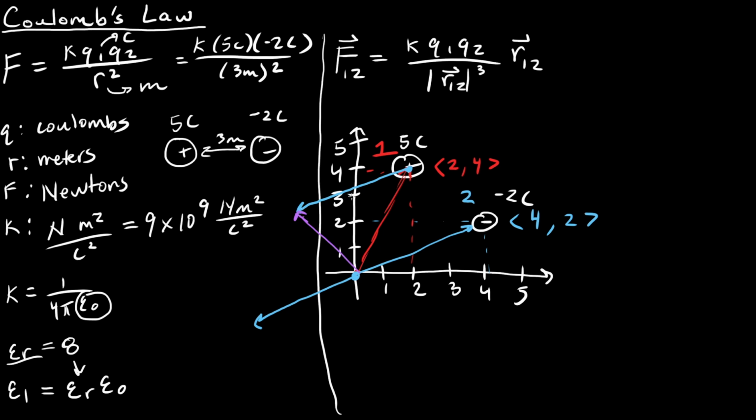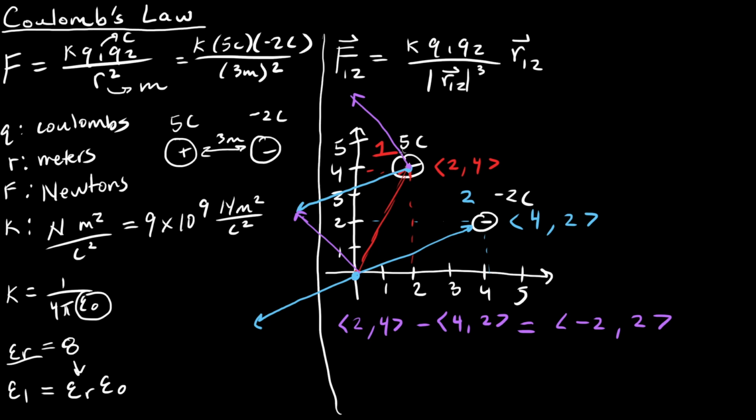So then we just put this vector onto charge 1. We could have also done this by normal vector subtraction. So 2, 4 minus 4, 2, we get -2 and then 2. That's pretty much what we got if we extended the coordinate system. So 2 to the left and then 2 up.